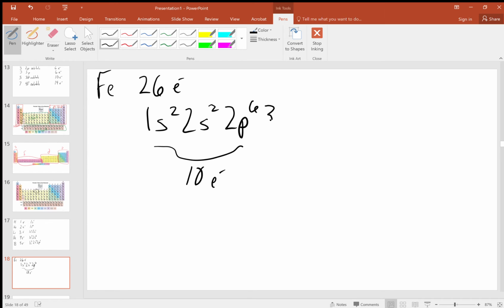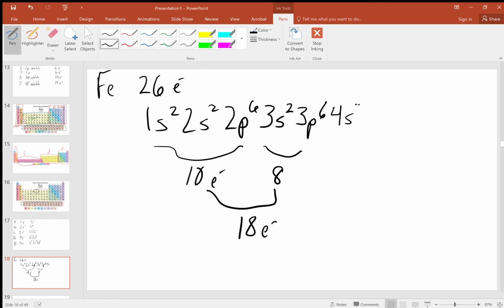Next is the 3s. That holds 2. Followed by the 3p, which can hold 6. So that's 8 more. So we have a total now of 18 electrons. Where do we go after the 3p? So remember, we don't go to the 3d. We first go to the 4s. That holds 2 electrons, just like the 3s, the 2s, and the 1s. So we add those 2 in. Now we're at 20. We have 6 electrons to go.